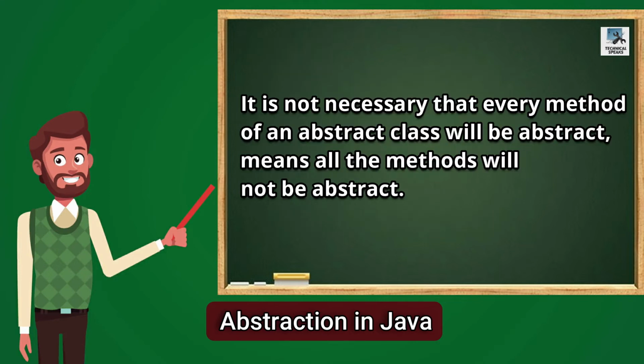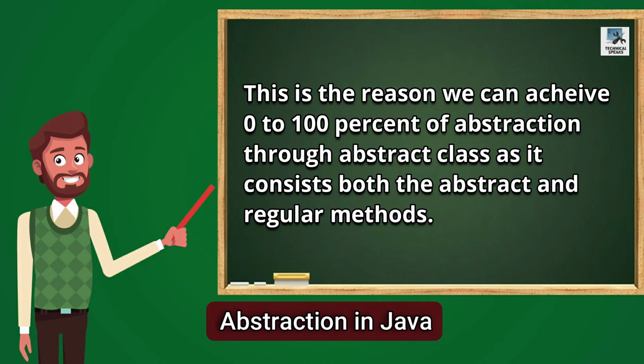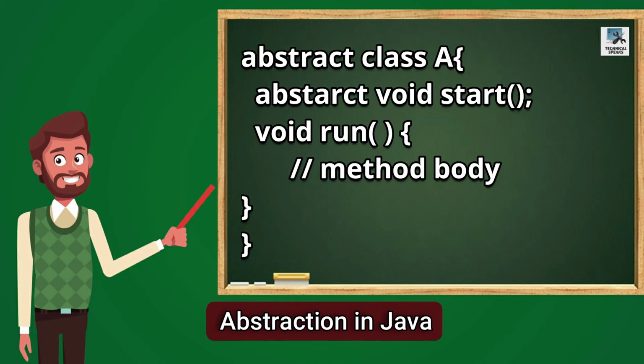Also, it is not necessary that every method of an abstract class will be abstract, meaning all the methods will not be abstract. This is the reason we can achieve 0 to 100% of abstraction through an abstract class, as it consists of both abstract and regular methods.